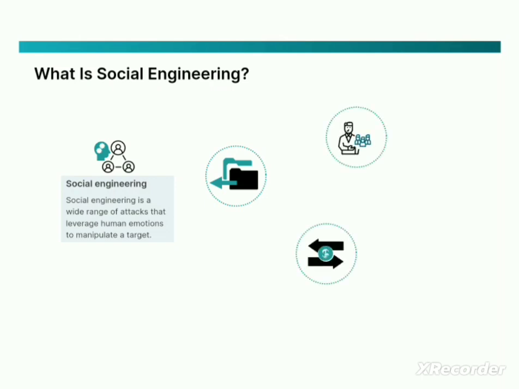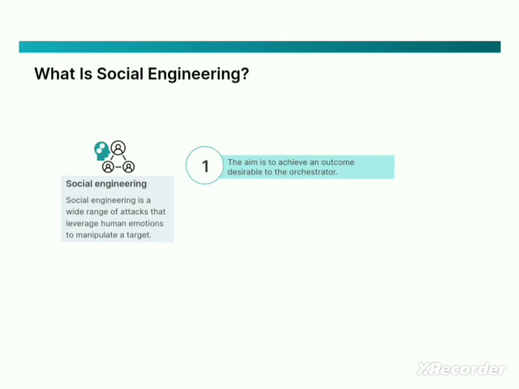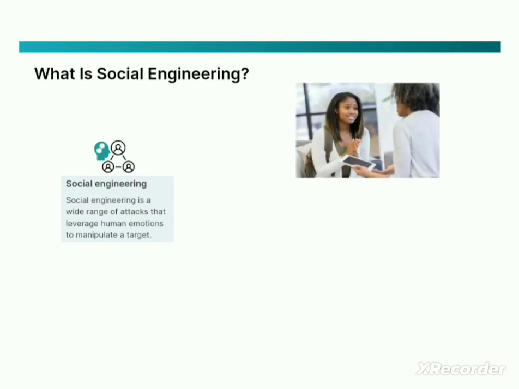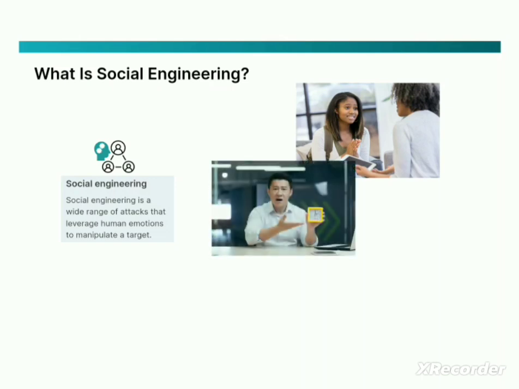Two important characteristics of social engineering are: 1. The aim is to achieve an outcome desirable to the orchestrator, and 2. The method is emotional manipulation. To spot a social engineering attack, look for the following signs: an emotional plea that leverages fear, curiosity, excitement, anger, sadness, or guilt; a sense of urgency around the request; and an attempt to establish trust with the recipient.